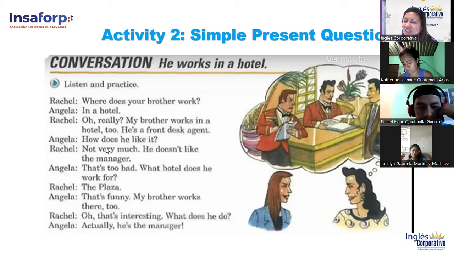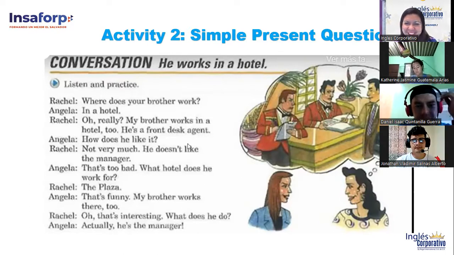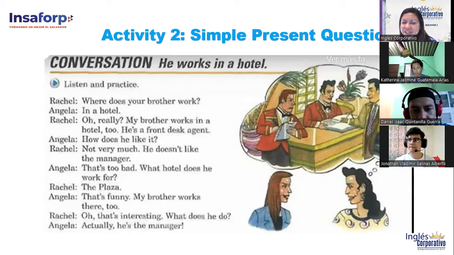And does he like his job? Does Angela's brother like his job? Or I'm sorry, Rachel's brother. He doesn't like it, right? He doesn't like the manager. Who is the manager? The other girl's brother, right? So that was very, wow. They were like, oops. They work in the same hotel, right?